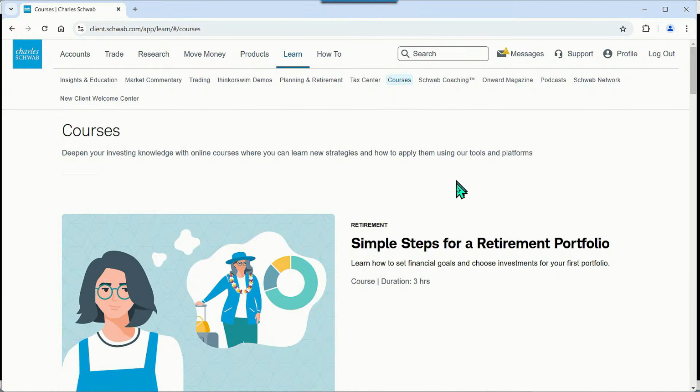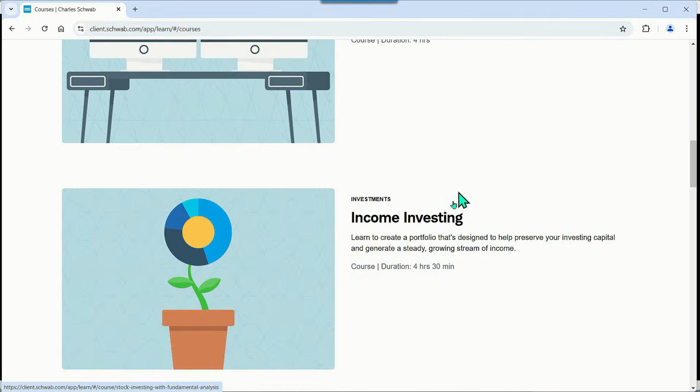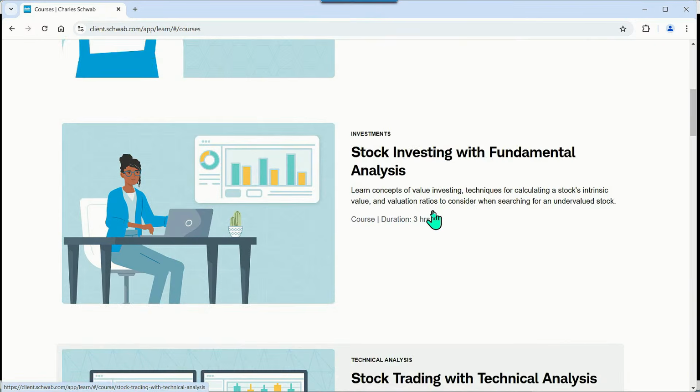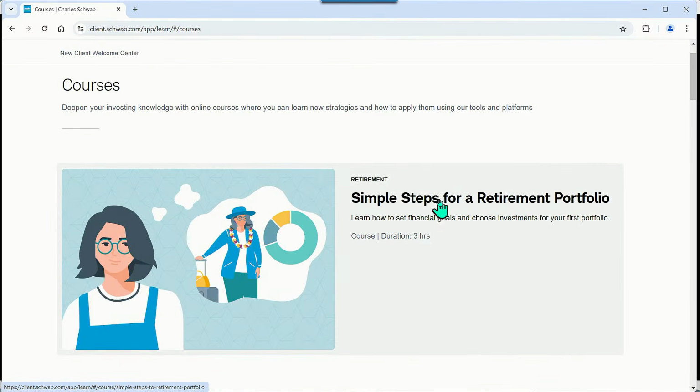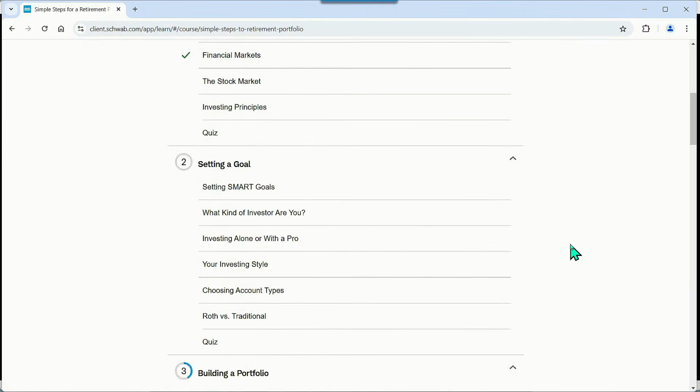Okay, so there is actually an income investing course that has maybe a third of it having to do with bond investing. So that may be of interest to you there. But let me just show you a different one. We have Simple Steps for a Retirement Portfolio. And I'm going to click on that. And this is a course you can go through.